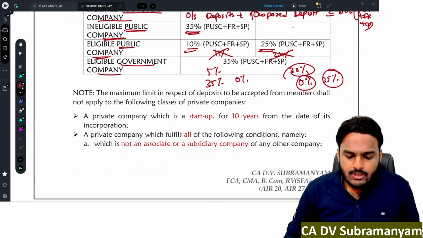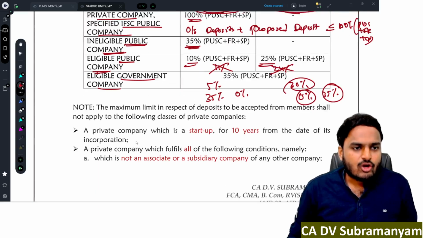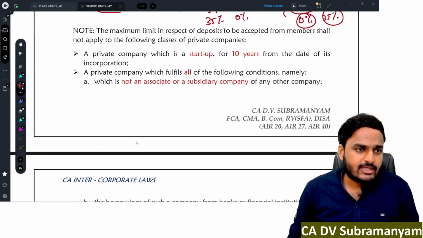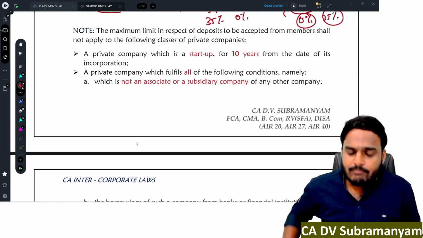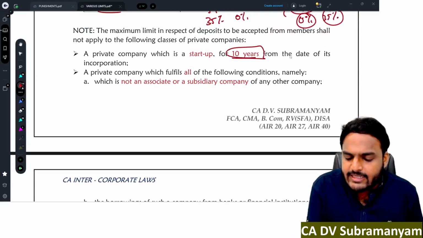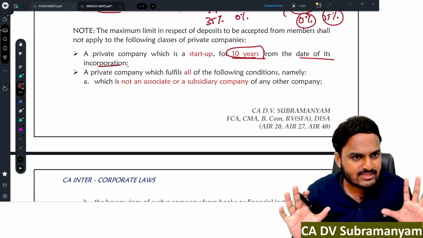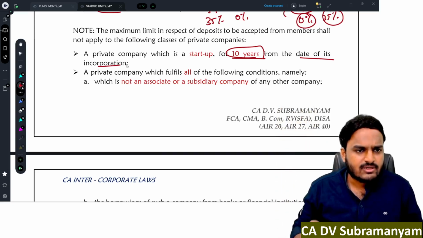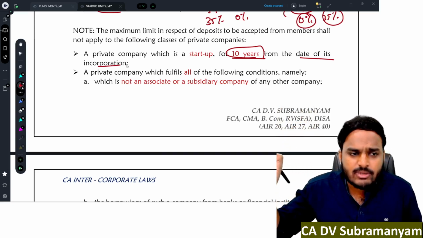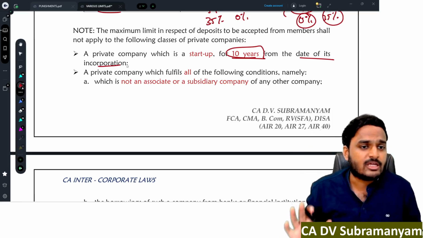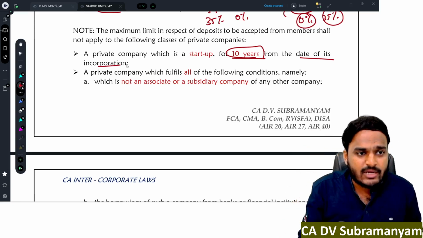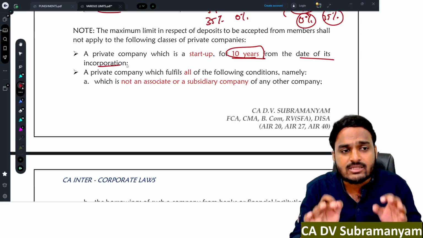Next, the above mentioned limits are not applicable to the below companies. Private company which is a startup, for 10 years from date of incorporation, it can accept deposits without any limits. It can accept 1000%, 5000% of paid up share capital plus free reserves plus securities premium. There is no limit in case of a private company which is a startup, and this benefit is for 10 years from date of incorporation.